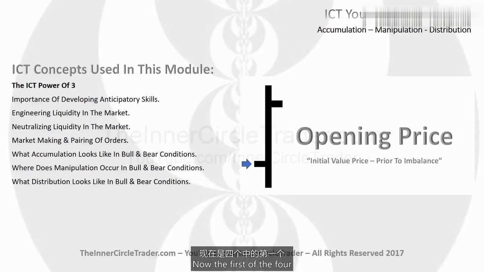Now the first of the four is the opening price. For definition terms, this is the initial value price prior to any imbalance. And I'll talk more about that as we go.